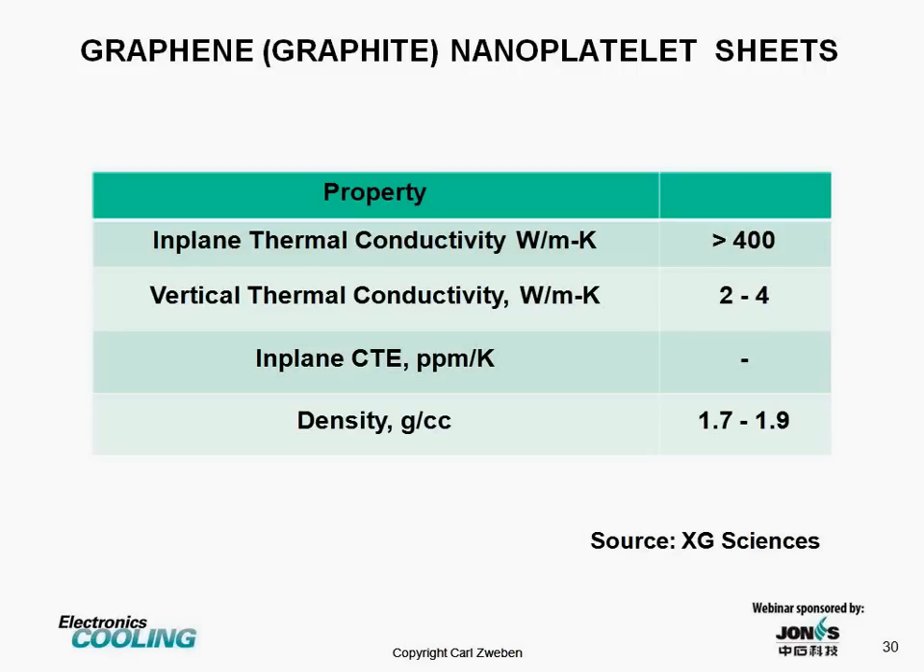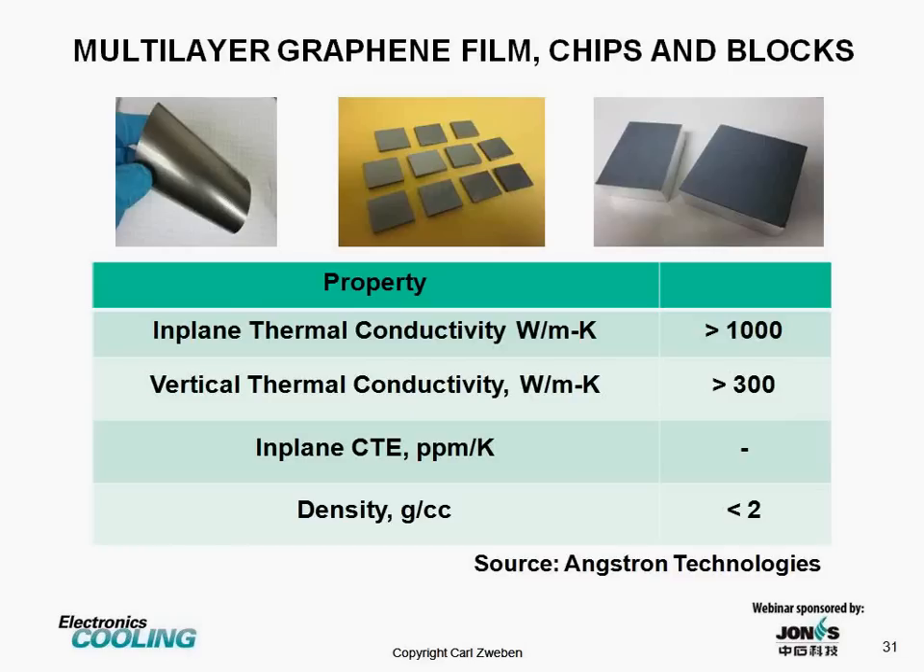This is a commercial product consisting of graphene or graphite nanoplatelets bonded into a paper, formed into a paper. In-plane thermal conductivity is over 400 watts per meter Kelvin. Again, the vertical thermal conductivity is quite low, but we also have the benefit of a low density.